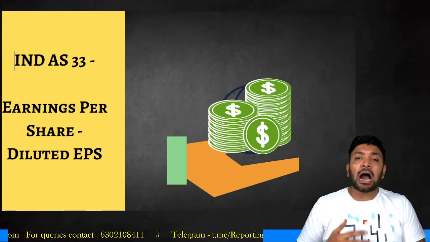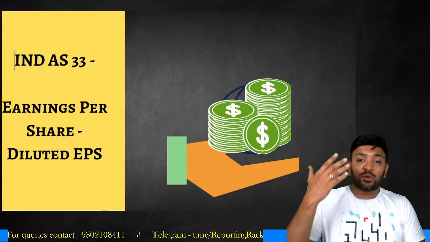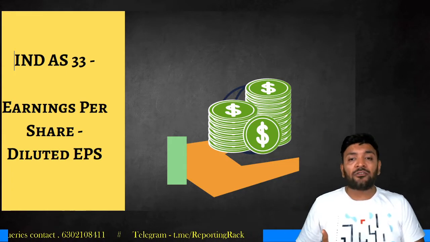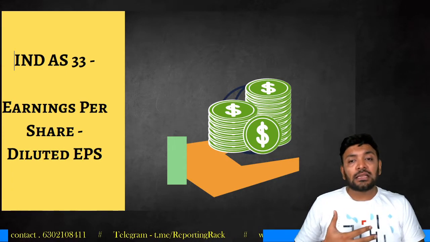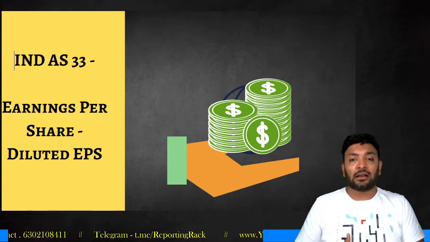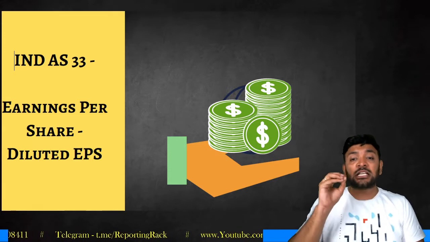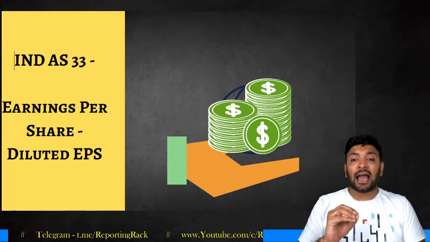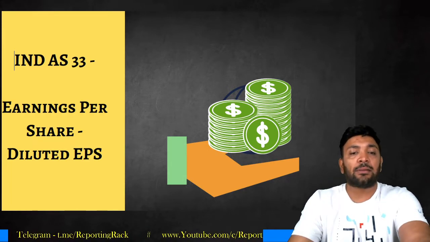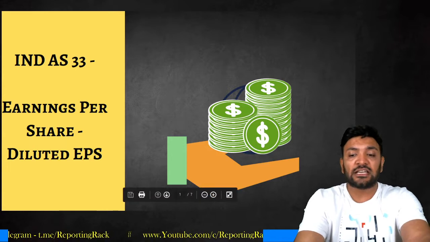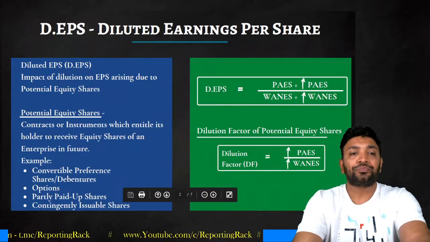The question comes up, how did the EPS worsen? It was 5. How did it become 3.5? There is a dilution in the basic EPS. What was the reason for the dilution? The particular reason for dilution emerges from a very important concept which I'm looking at. Just move the presentation forward.